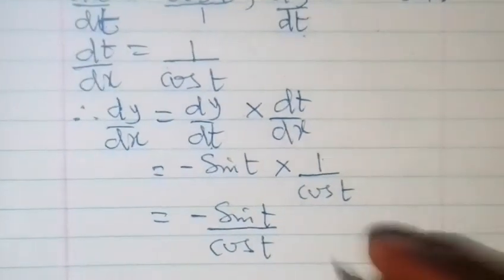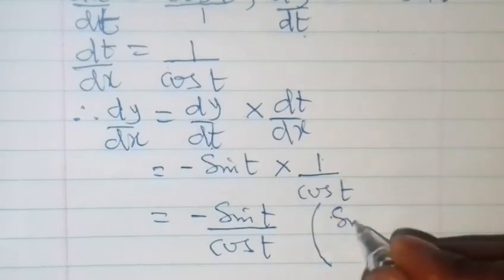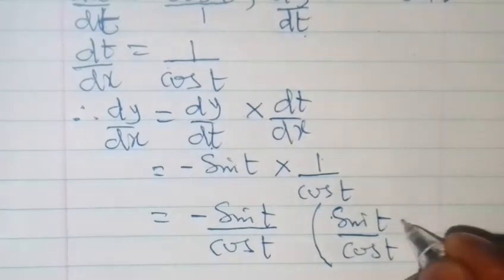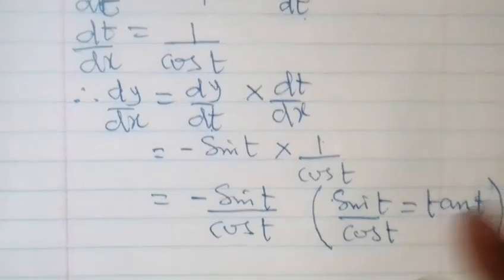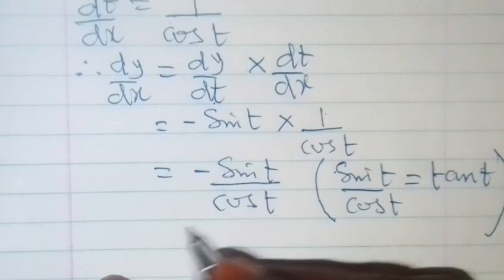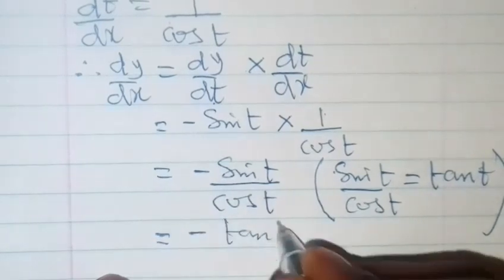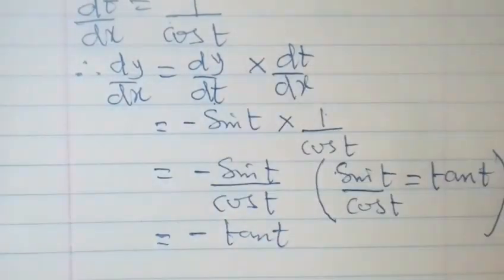But there is something I need you to understand here. I want to show you something. We know that sine t divided by cos t, this ratio is actually going to give us tan t. So we are going to replace minus sine t upon cos t with minus tan t. And this is going to be the answer to the derivative of the functions given.